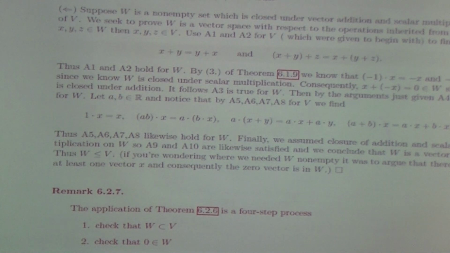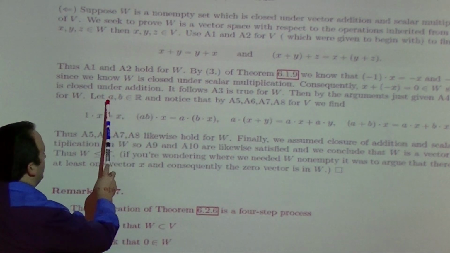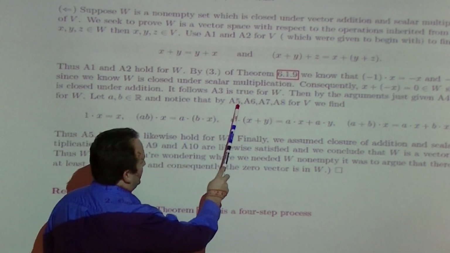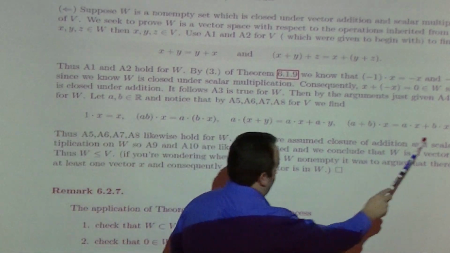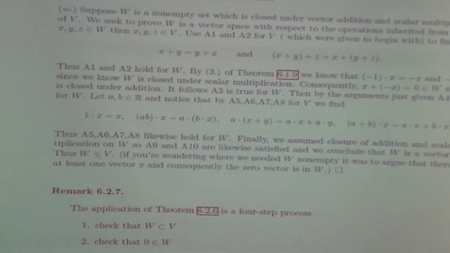And you just keep going, and you can check each axiom one at a time, and you can always get it simply from the simple theorem we just proved before, the law of cancellation, and the assumption that it's closed under addition and scalar multiplication. Here, I'll look at another one. Let A and B be real numbers. Notice that by axioms 5, 6, 7, and 8 for V, we find this. All right. But then what? That means that they also hold in W.